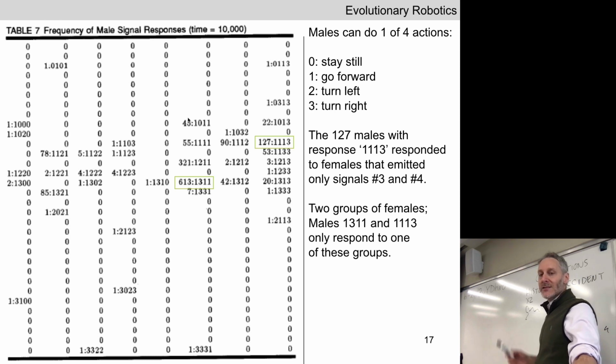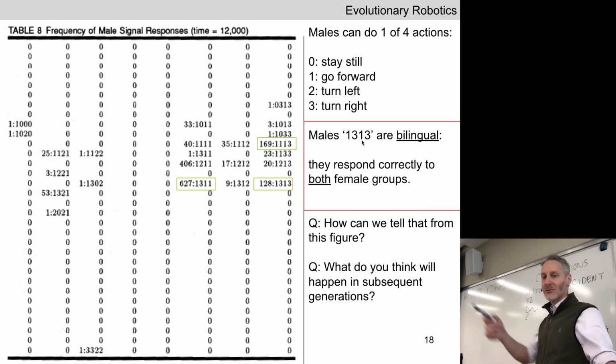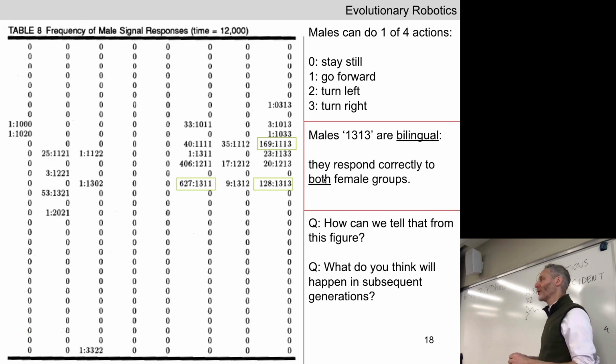Let's see what happens. Okay, 10,000, 12,000. At 12,000, we've got 1313 males. Somebody mentioned 1313 males. They seem to be responding correctly to both female groups. How do we know that? We know that because these males turn right in response to song 2. And this big male tribe tells us down here, indirectly, that there are females that know how to sing song 2 to attract males that turn right when they hear song 2.